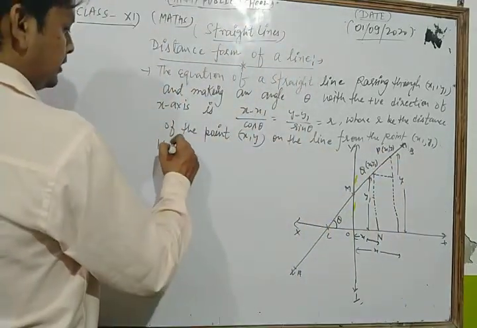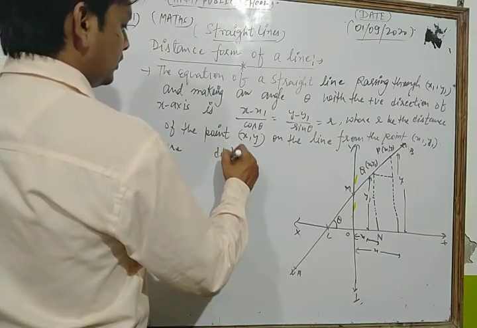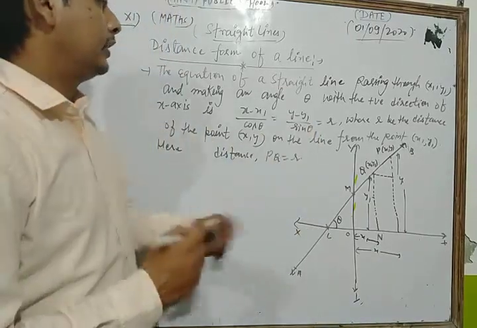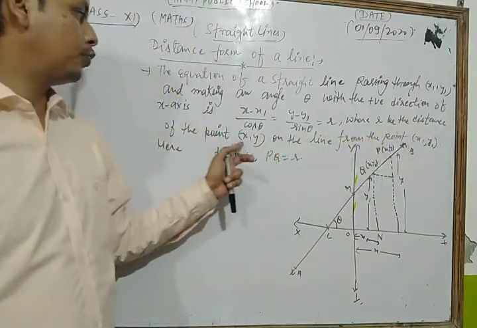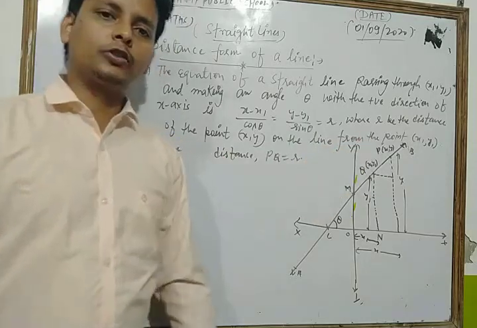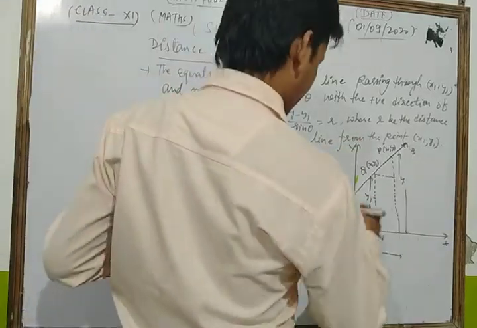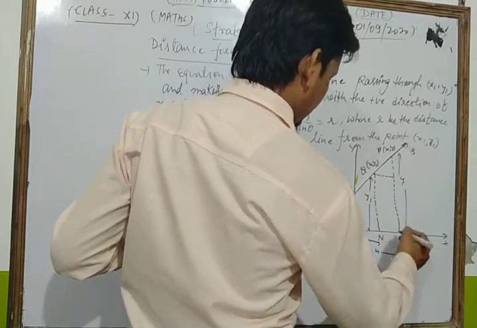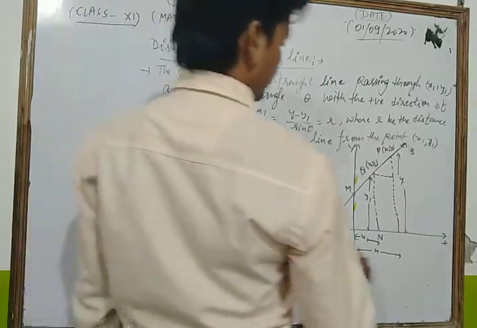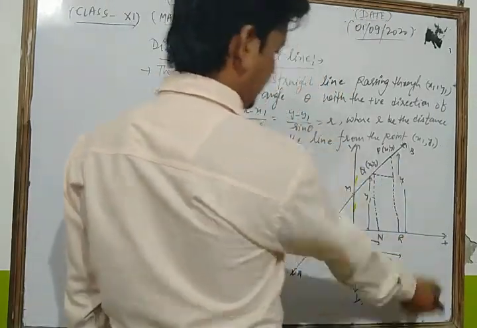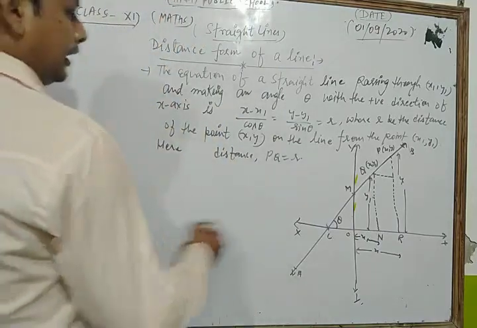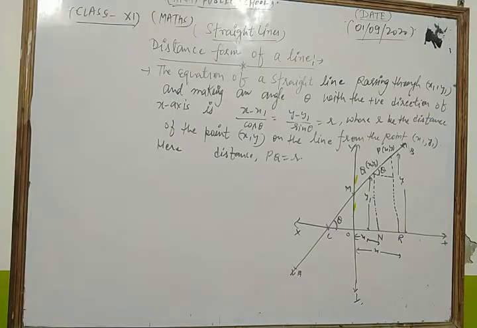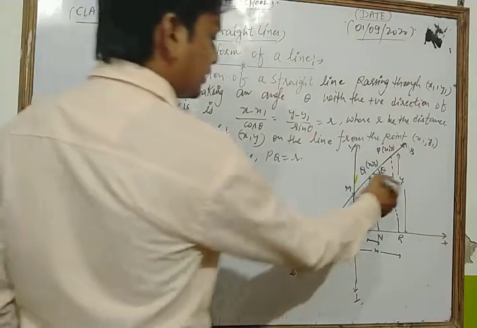Here the distance PQ is equal to r, because r is the distance of the point (x, y) on the line from the point (x1, y1). Now look, dear student, L M N. Let us take R. We draw PR perpendicular to that. Now from the figure, that angle will also be theta. Now look what I do, dear students.